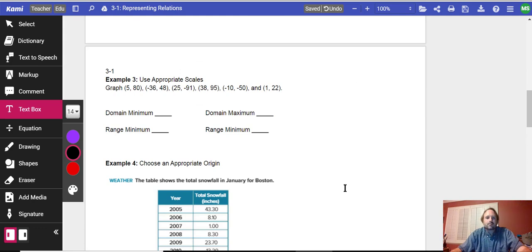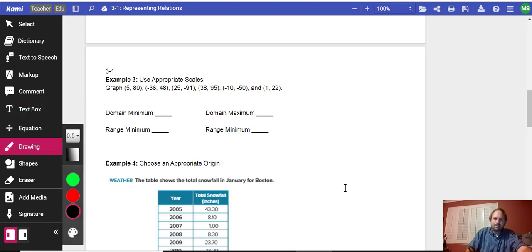So, example 3. Use appropriate scales. If we're going to graph these, we'd have to understand a few basic things: the domain minimum, domain maximum, range minimum, range maximum. Oh, let's just say maximum right here. So let's cross this off and say maximum. Looking at this, it looks like my range goes from negative 91 to 95.